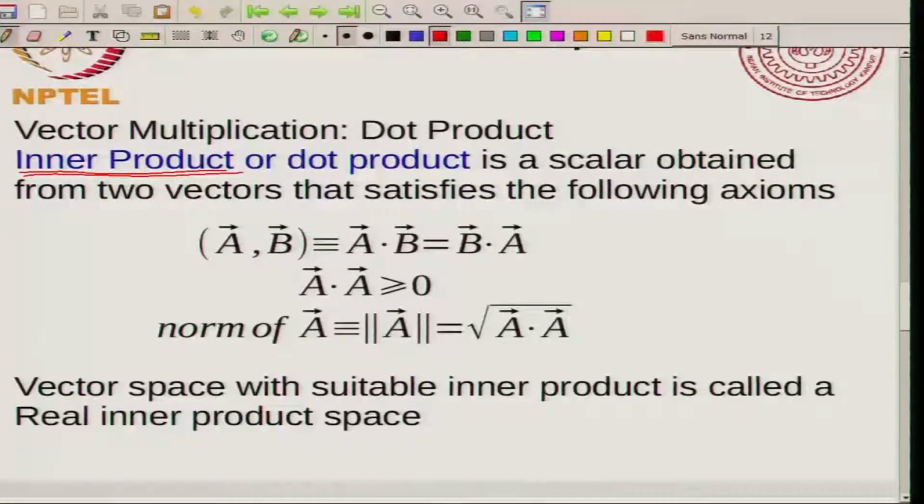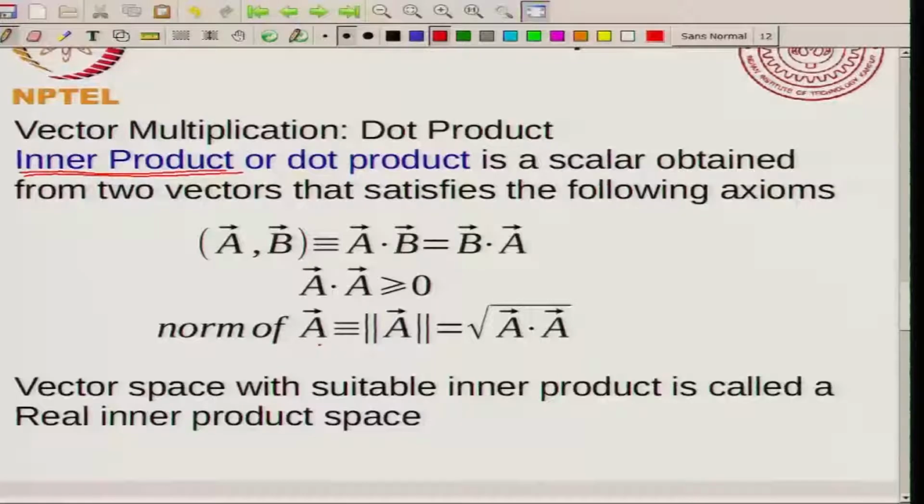So the inner product of two vectors A and B, this is a notation. There are two ways to show it, you can show it either as A comma B or you can show it as A dot B. Okay, so these are equivalent ways of saying it, and the inner product should satisfy that A dot B should be equal to B dot A. Okay. So based on these two vectors you define a scalar, and that scalar should satisfy A dot B equal to B dot A, and it should satisfy A dot A should be greater than or equal to 0. Any such definition of a dot product is a valid inner product.